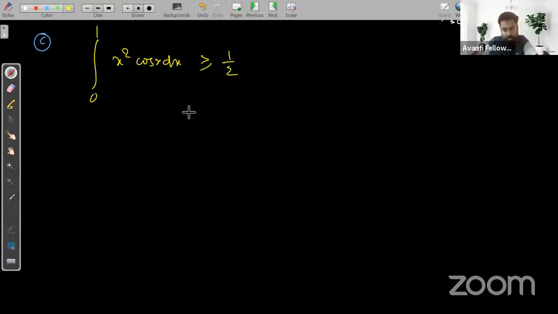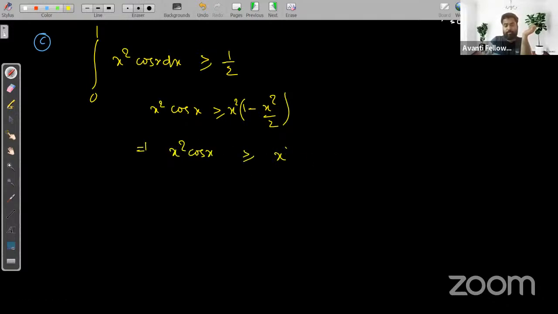So cos x is greater than or equal to 1 minus x square by 2. If we multiply x square on both sides, we get x square cos x is greater than or equal to x square minus x to the power 4 by 2. Is that right or not? So integrate from 0 to 1 on both sides with respect to x.